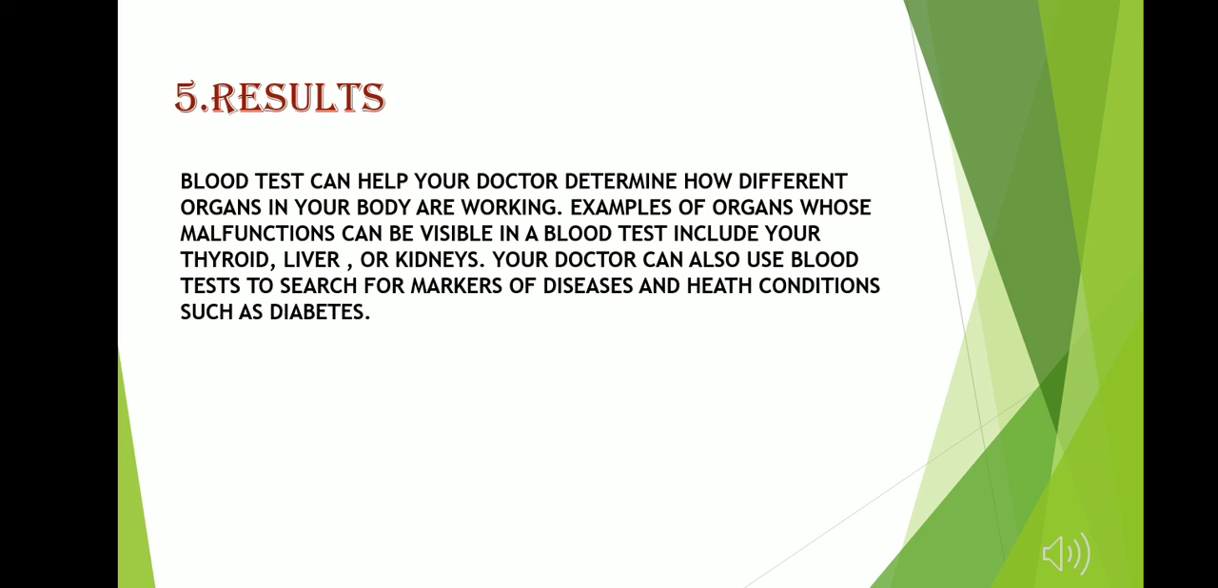So its result includes: blood tests can help your doctor determine how different organs in your body are working. Examples of organs whose malfunctions can be visible in a blood test include your thyroid, liver, or kidneys. Your doctor can also use blood tests to search for markers of disease and health conditions such as diabetes.